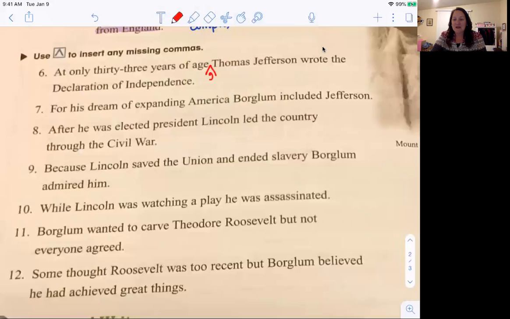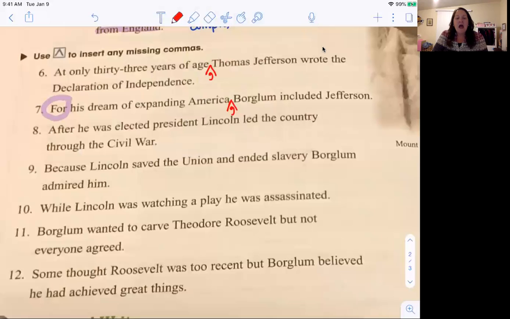What do you think? If you said after America and between Borglum, excellent job. The reason why that one needs a comma there is because of this word for. It makes it a dependent clause, and a dependent clause is separated from an independent clause by that comma.